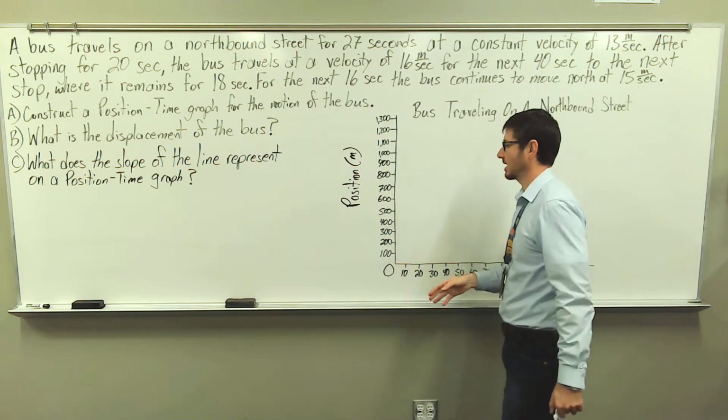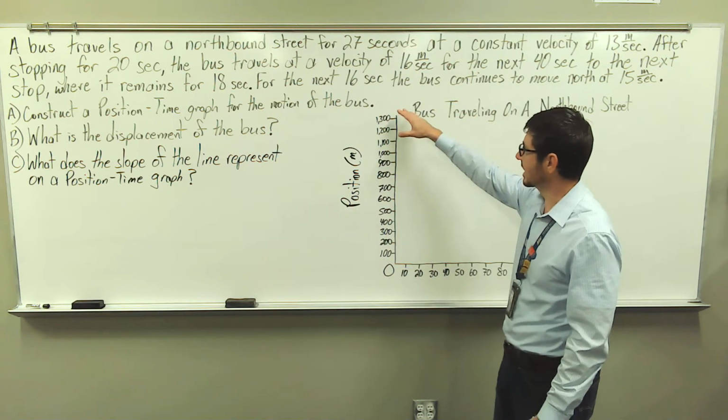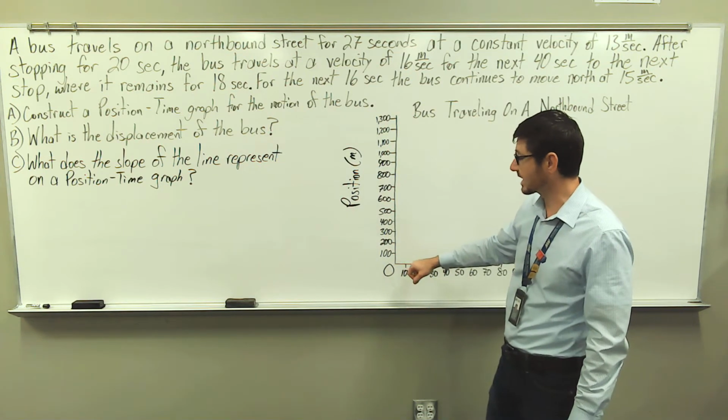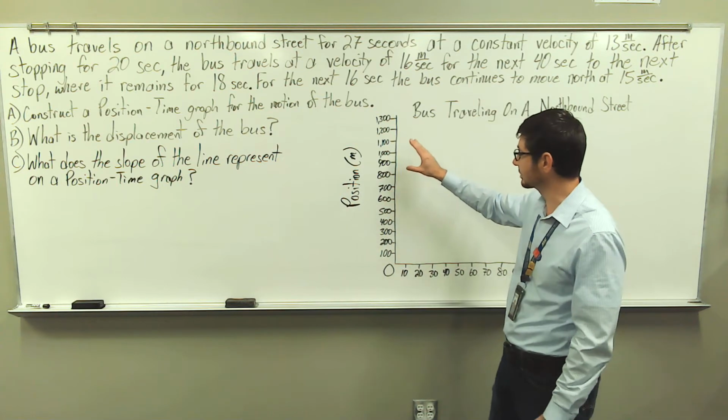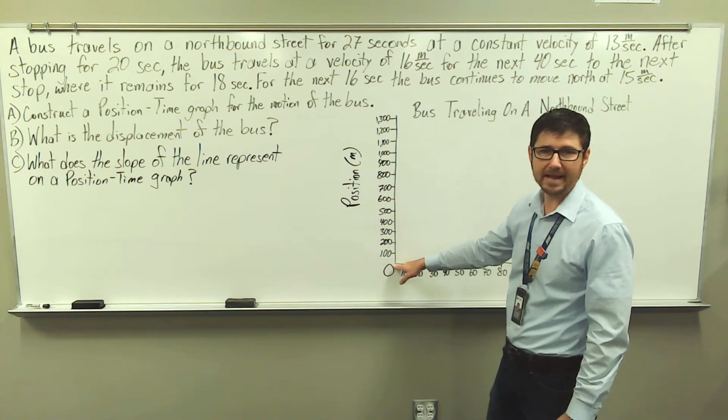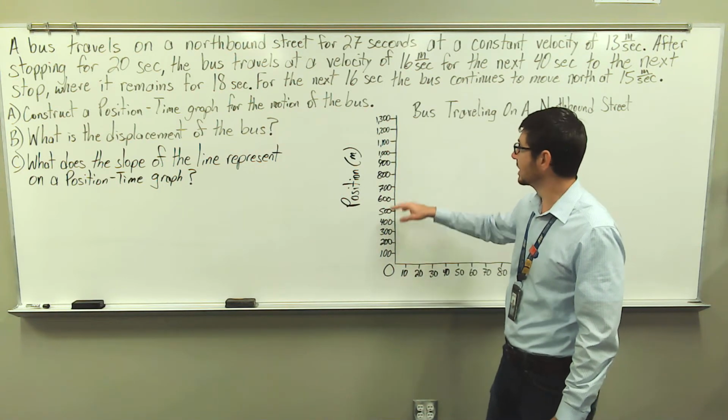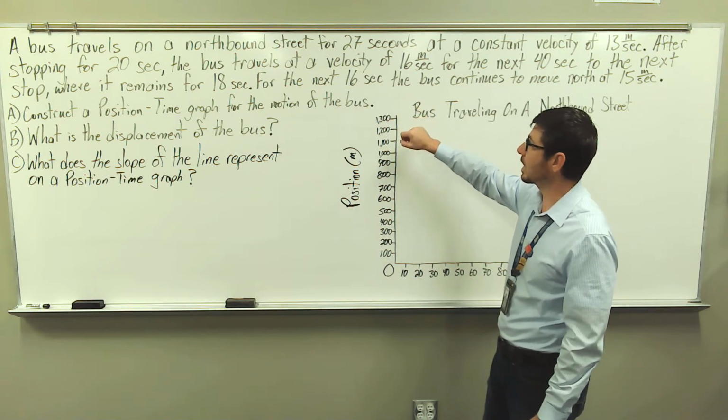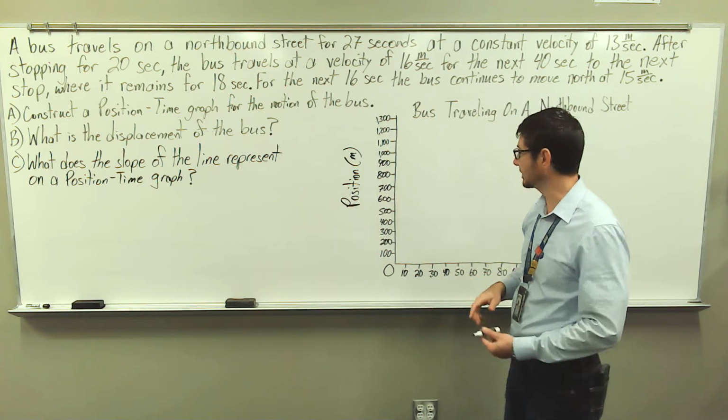And as you can tell, I've gone ahead and written a scale down here. The scale that I'm using is 100 meters, and so we're going to start at a position of 0 meters. I've got marked on my y-axis 1,300 meters.